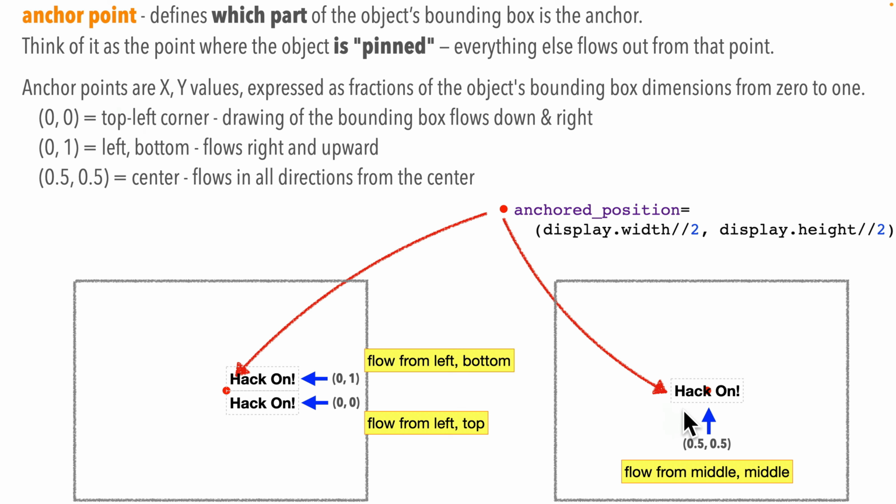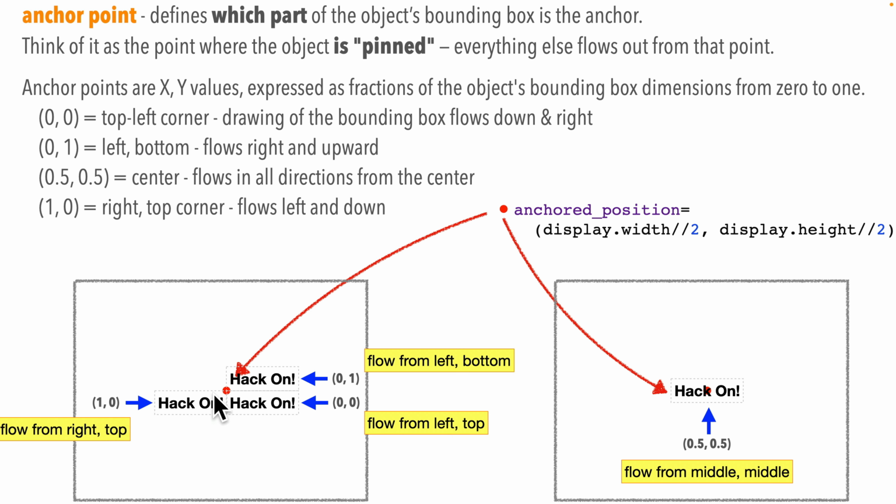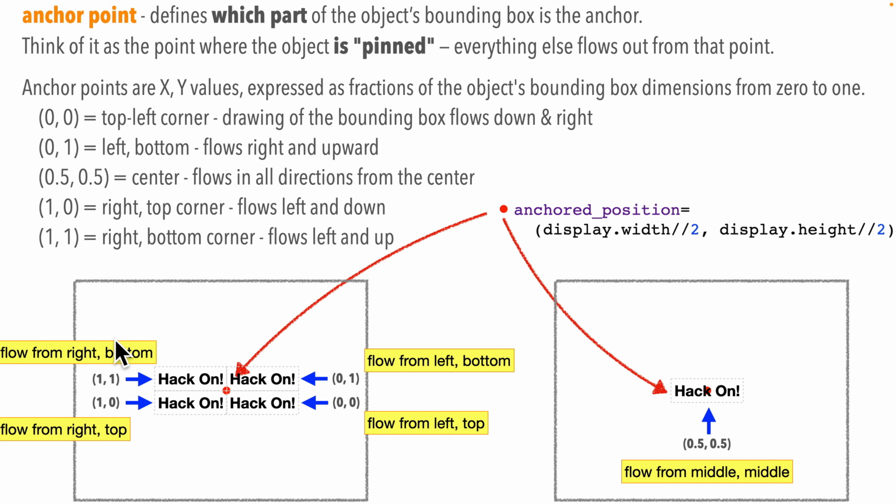Very cool. Now, if we had 1, 0 as our anchor point, where do you think that pin would flow from? Well, if X value is 1, that means 100% movement from the left to the right, the full distance of our bounding box, and Y has 0 movement, so we remain at the top, so our anchor point is in the upper right and everything flows to the lower left. And finally, an anchor point of 1, 1 means 100% over from the X, so we're at the far right, and 100% over from the Y, we're at the far bottom. That means we're anchored in the lower right, and everything flows to the upper left like this.